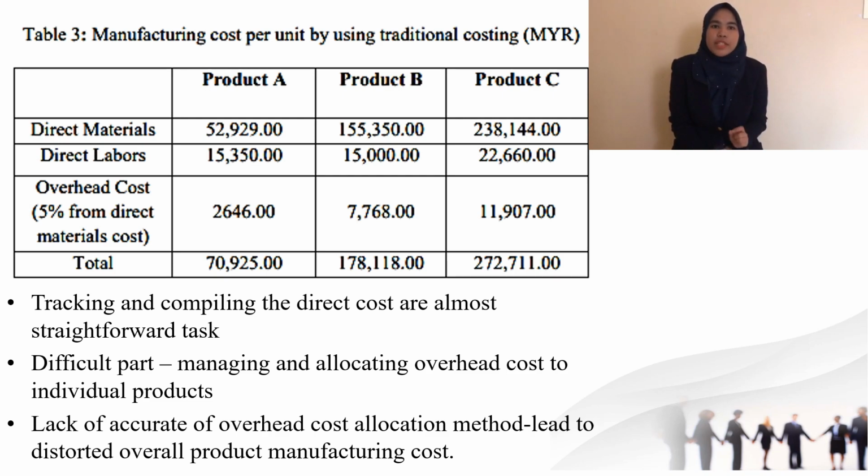However, the most difficult part is managing and allocating overhead costs to individual products, as shown in Table 3. Miller in 1996 argued that the traditional costing system is like one-stage costing, in which the overhead cost is allocated in proportion to the amount of resources, such as in this case 5% of direct materials cost.